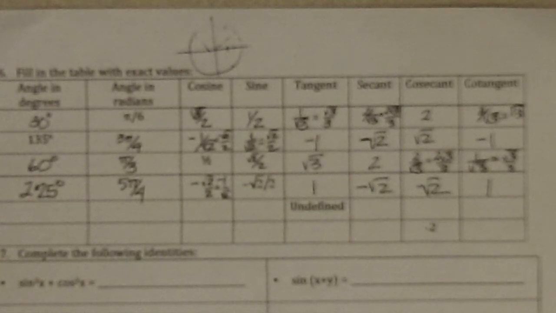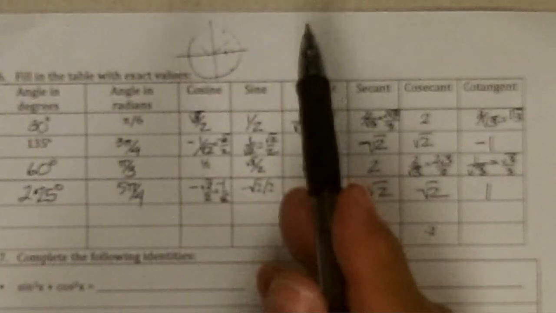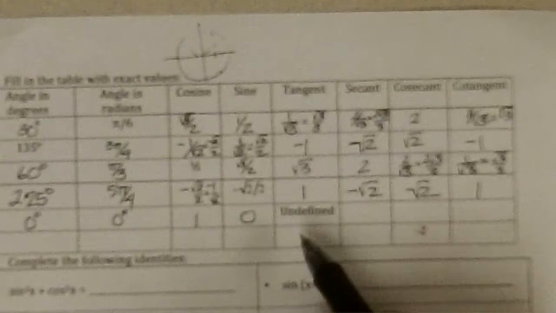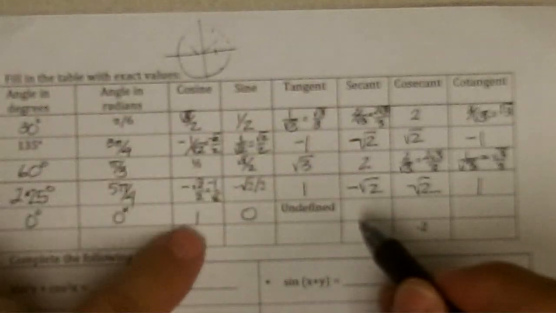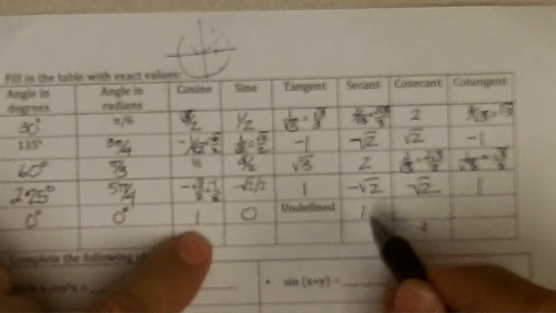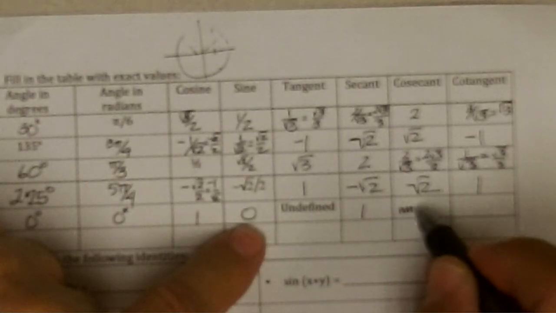Tangent, undefined. That's when we'd have division by 0, when the sine is 0. When the y height is 0, that would be either at 0 or 180. I'll just use 0 degrees, which is 0 radians, where the cosine is 1, the sine is 0, the tangent is undefined. Secant is the reciprocal of cosine, which would be 1, this is 1 over 1, so the reciprocal is 1. This is 0 over 1, so the reciprocal is 1 over 0, or undefined.